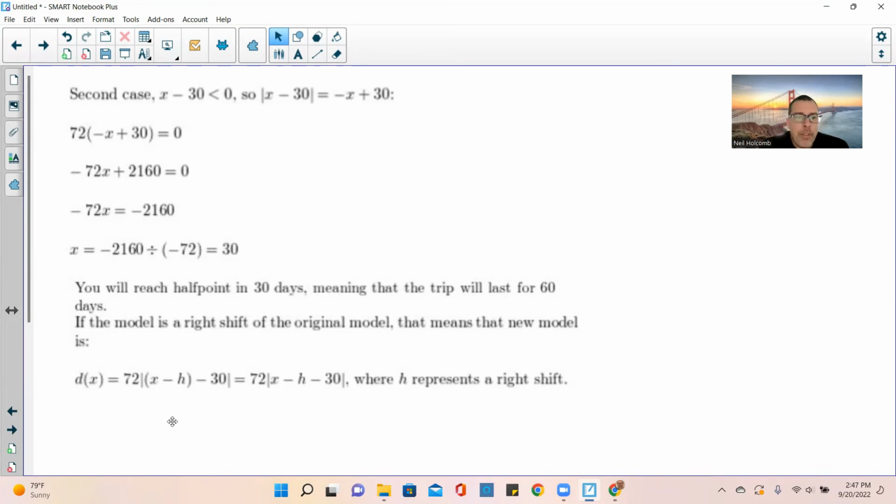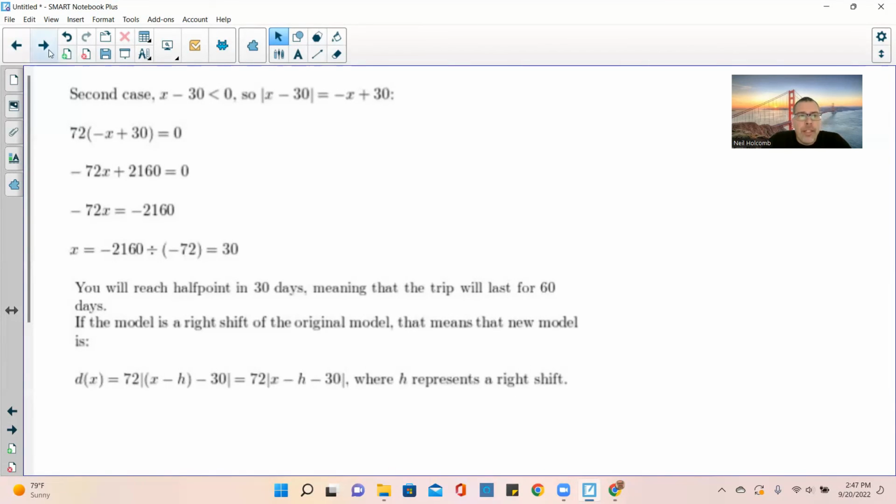So that comes out to be, when you multiply, you can get rid of the parentheses in the absolute value. So these parentheses can go away, and it's simply 72 times the absolute value of x minus h minus 30, where h represents a shift to the right.